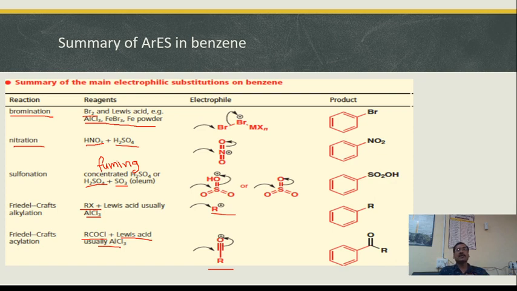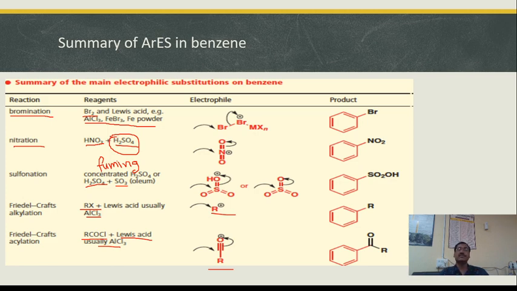Now, one more important aspect is about nitration. Here H2SO4 plays a dual role. H2SO4 acts as a dehydrating agent because in the reaction, as you have noticed, water is formed as a byproduct, and H2SO4 has an affinity for water. So in nitration, H2SO4 plays a dual role. It helps in the generation of the nitronium ion, number one, and number two, it takes away the water which is formed as a byproduct in the reaction.